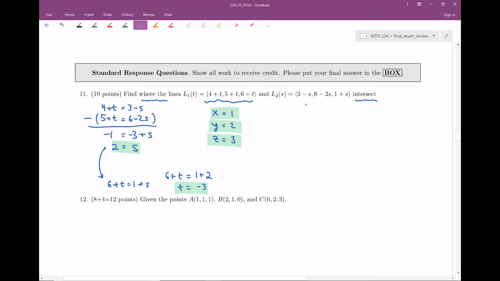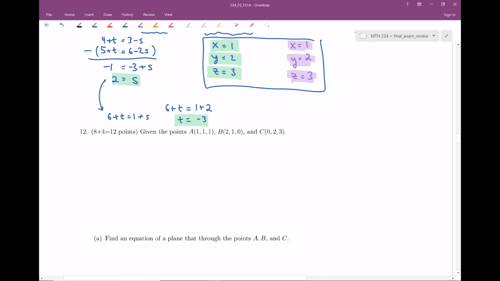And let's be a little bit paranoid here. Let's make sure that we get the same result if we plug it into the second one. So x equals, and remember my s is 2, so 3 minus 2, that's going to be 1. Y equals 6 minus 2s, so 6 minus 4, that's going to be 2. And in my z component, I have 1 plus s, so 1 plus 2, that's going to be 3. So you can see that we got the same results using either equation. 1, 2, 3. So my answer: x equals 1, y equals 2, z equals 3.